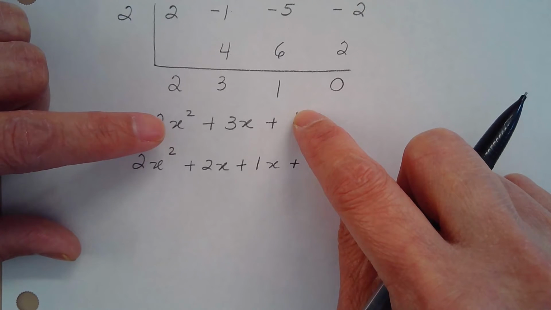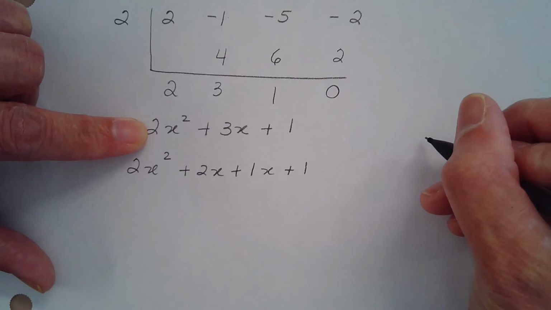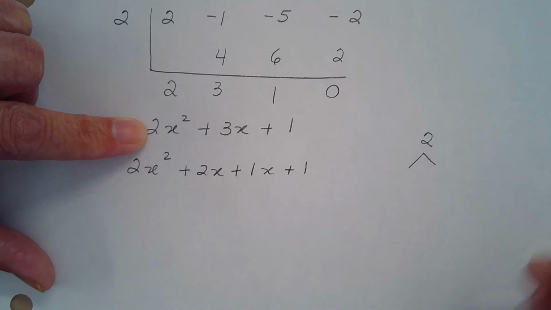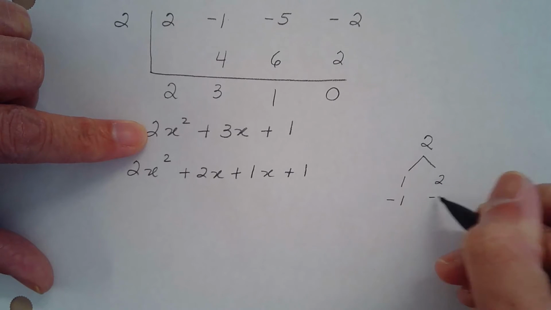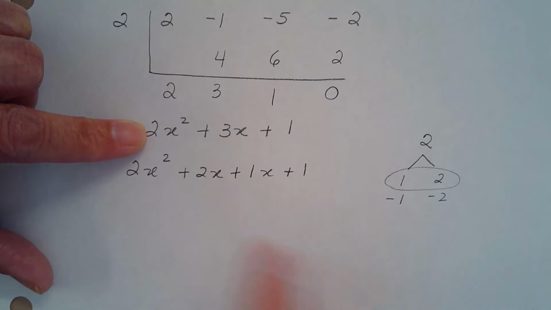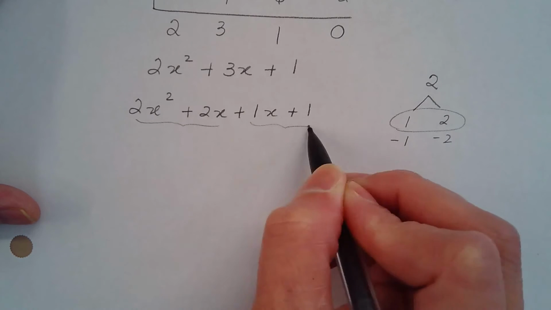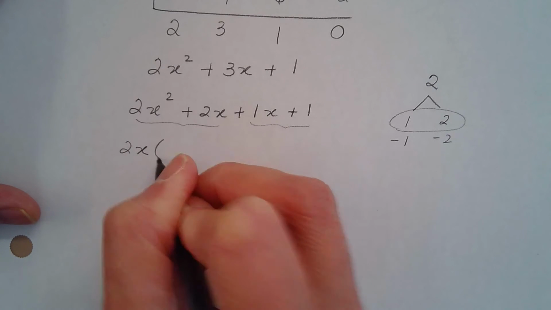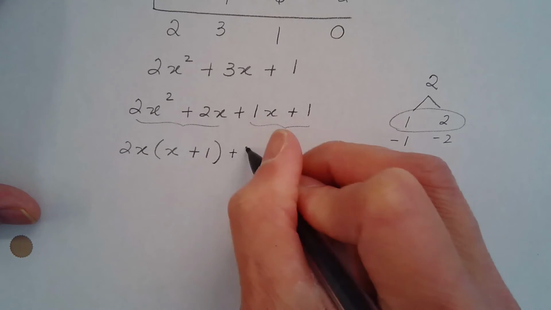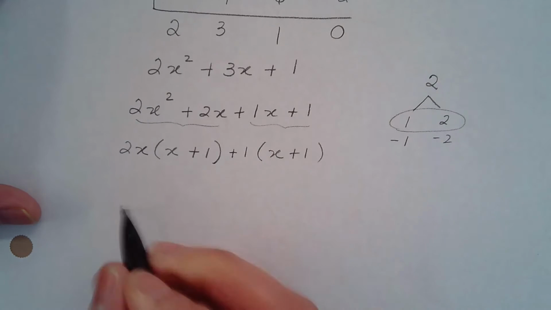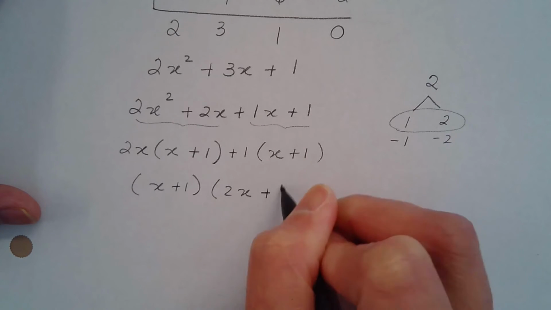So you multiply a, the first and the last, that's going to give us 2. What are the factors of 2 that add up to positive 3? So 1 times 2, negative 1, negative 2. So it's 1 and 2. So factor by grouping, that's 2x is a common factor, so it's x plus 1. And then here, the greatest common factor is plus 1, so it's going to be x plus 1. So the factor is x plus 1 times 2x plus 1.